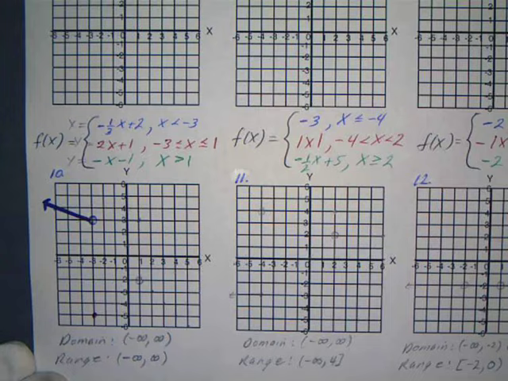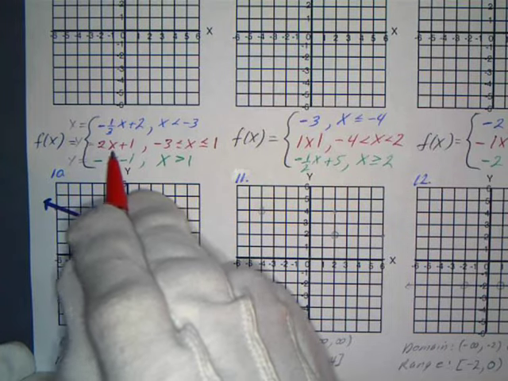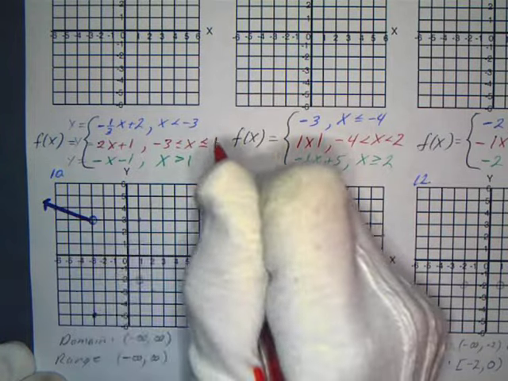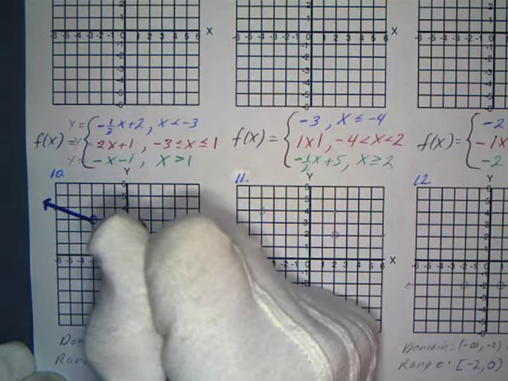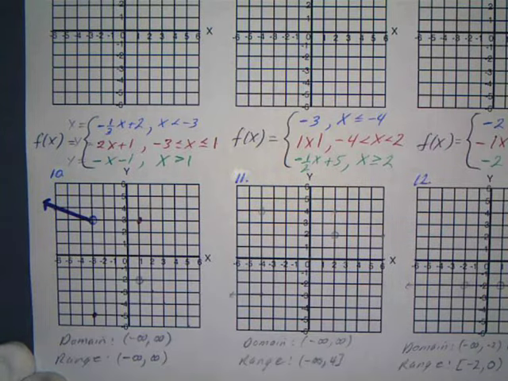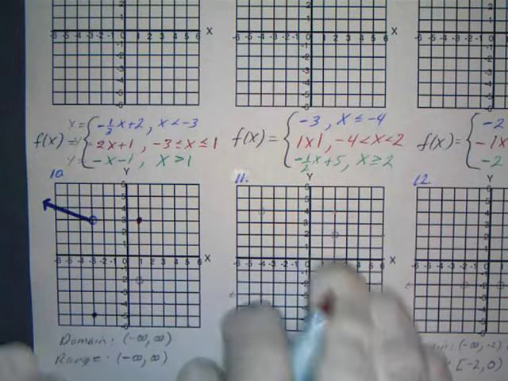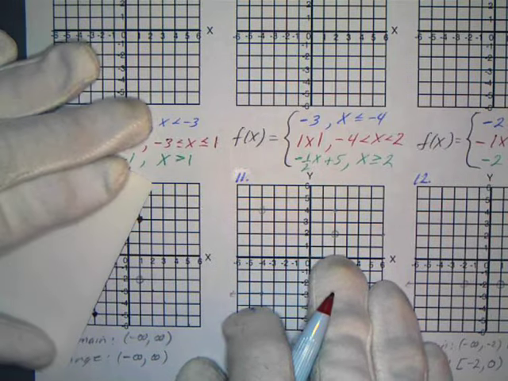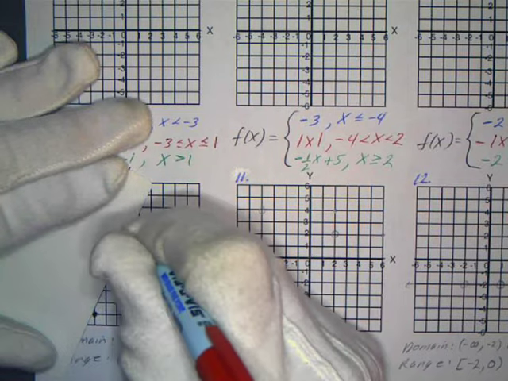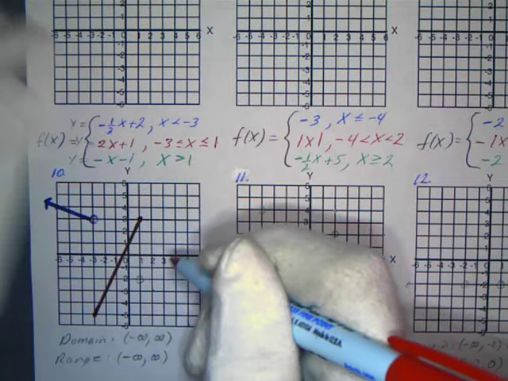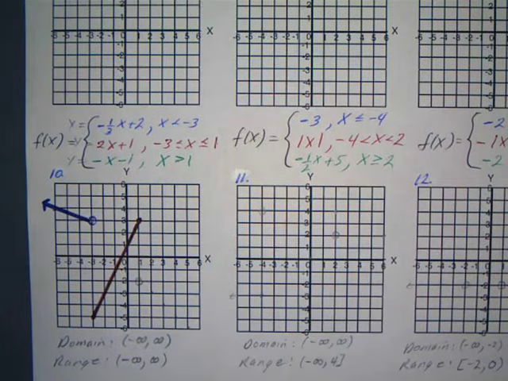And then as I go to 1, if I put 1 in here, negative 2 times 1 is negative 2, plus 1 is negative 1, so there's my point, 1, negative 1. And that's also a dot, so I'll put a dot there. And I'll connect those. And there you go there.